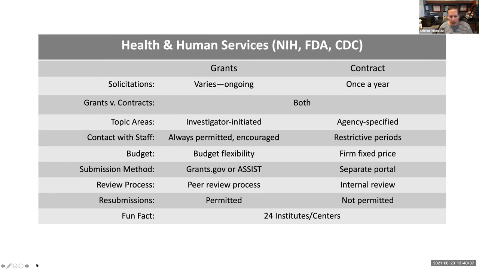Let's see. Again, NIH has 24 institutes and centers, and resubmissions are not only permitted, but almost always going to be required. It's very unlikely that you will get funded on your first submission to NIH.